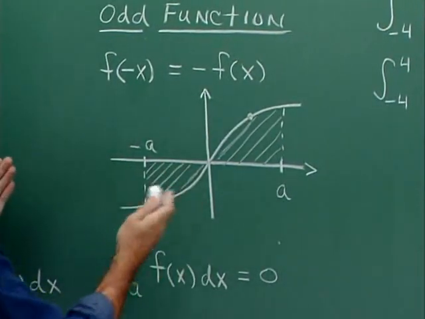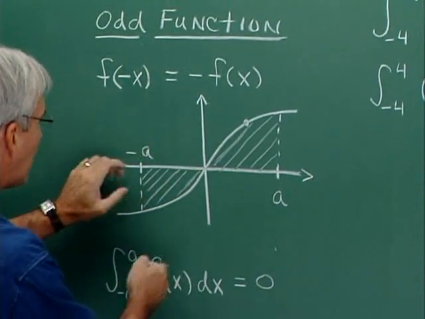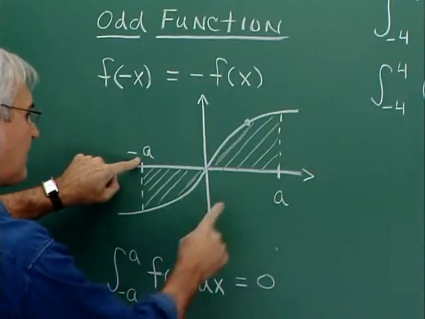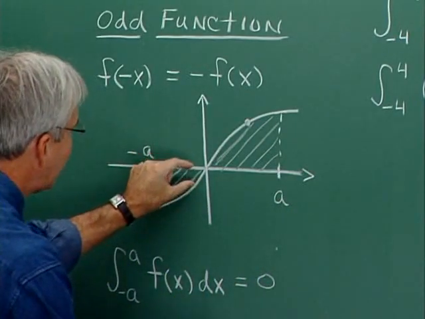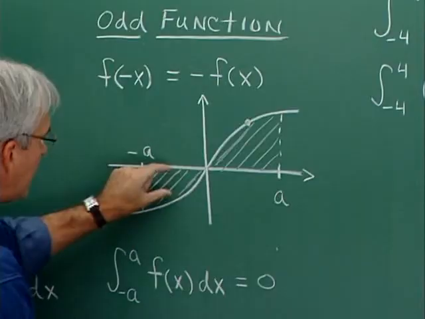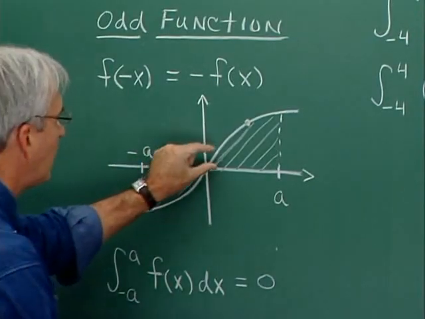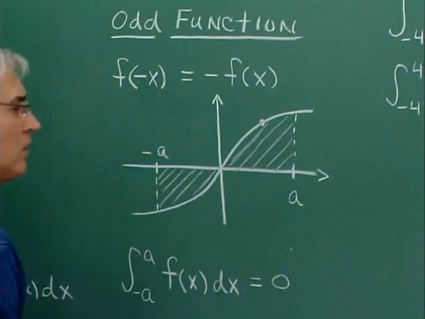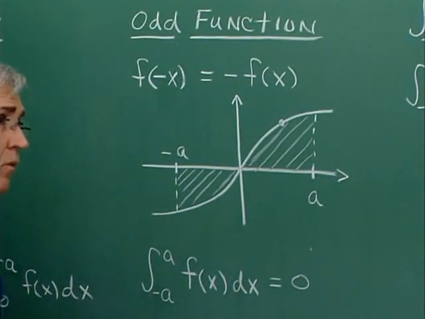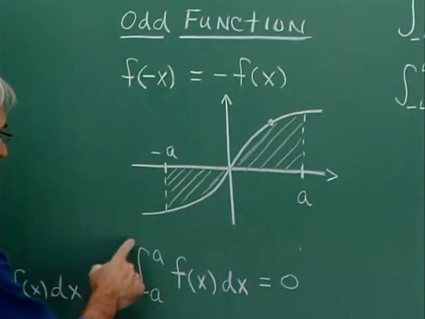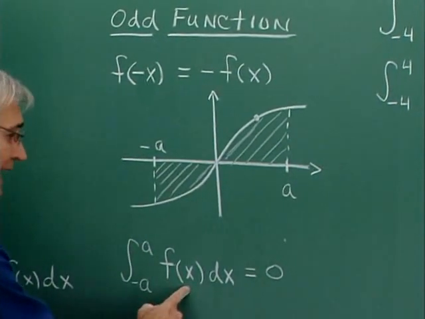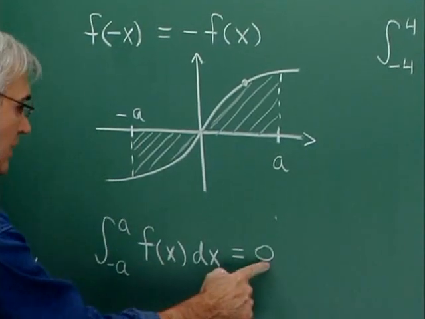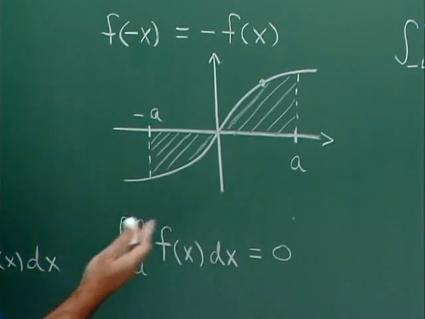At any rate, here's the idea. If we're talking about an interval that is split by the y-axis, from negative a to a, the integral described here is a negative number, and the integral over here is a positive number. And these areas are the same above and below the x-axis, and therefore they'll take one another out. So the integral from negative a to a of f of x dx, if f is an odd function, becomes 0.